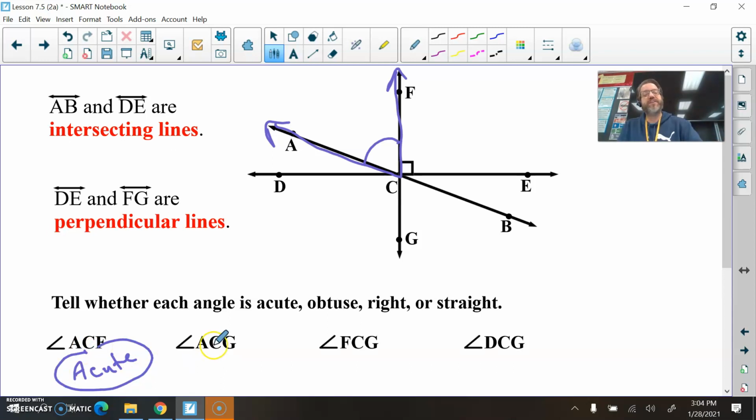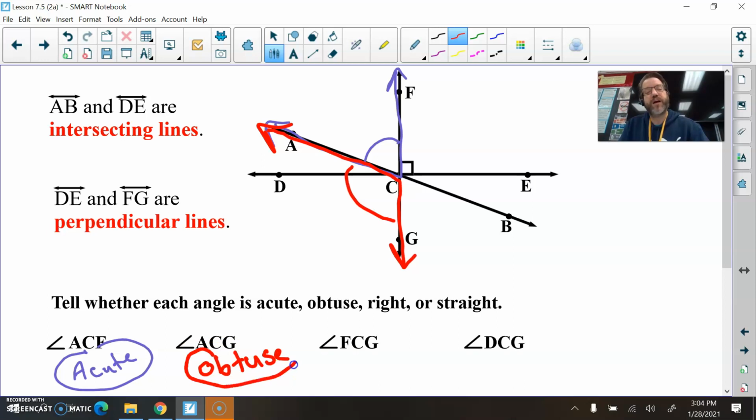How about angle ACG? I'll switch colors here. I'll go with red. ACG. Ooh, that's a different angle. ACG would be this angle right here. Now that one appears to be greater than 90 degrees. So we call that an obtuse angle. That's an obtuse angle.